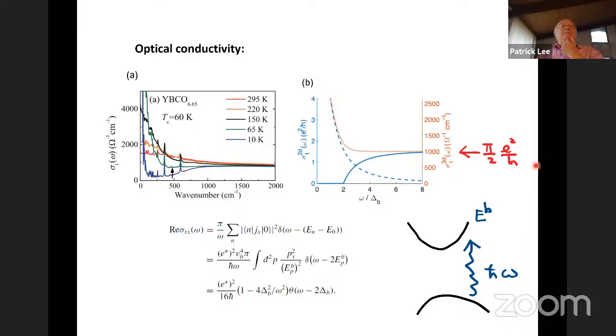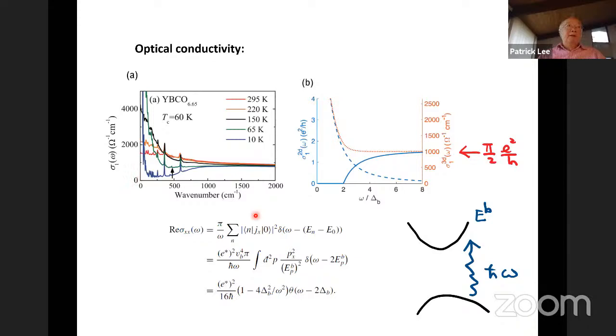Okay, so this is something that people have seen for many years, but nobody seems to have noticed that this is actually a quantum of conductance out here. Okay. And it's naturally explained by this. So from this, we again infer that if this onset is twice the boson gap, then maybe the boson gap is like 20 millivolts.